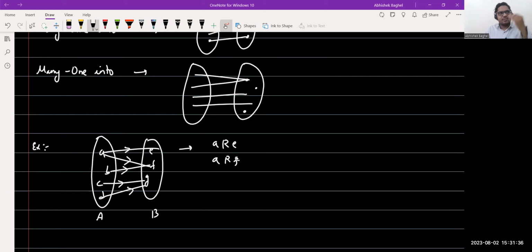You can relate this with the mirror example. Let's say if you stand in front of a mirror and you get two different images, it is not possible. It means that the mirror is not functioning properly. So it is not a function because A has two images, which is not possible. So we can say that this is a relation, but not a function. Clear?